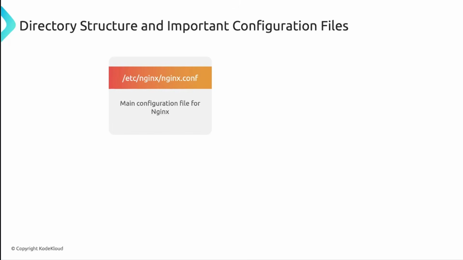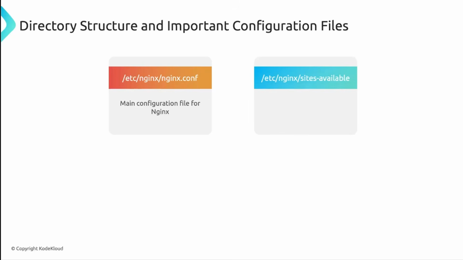All right, so now let's dig into the Nginx directory structure and the key configuration files you'll be working with. First up we have this nginx.conf file. This is universal across any distribution. It'll always be in /etc/nginx/nginx.conf. And again, this is the main configuration file for Nginx. This is where most of your core settings will live.